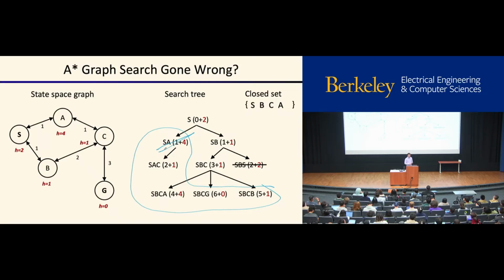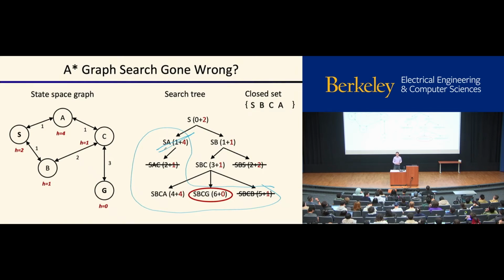All right, and now what? What's the next lowest F score? SAC. Should we expand SAC? No, why not? Because it's in the closed set. Okay, so cross that off the list. What's next? SBCB or SBCG, they both have 6, right? So we can cross this one off too, because it's also in the closed set, which leaves us this one, that's the goal.